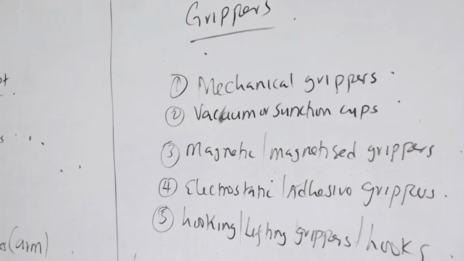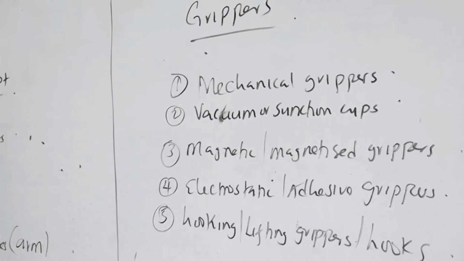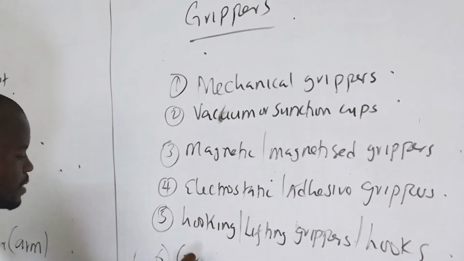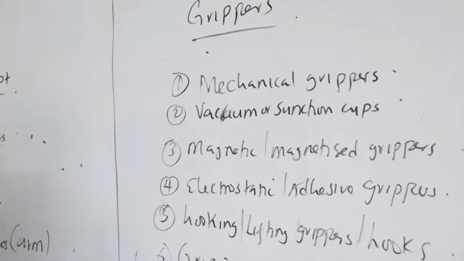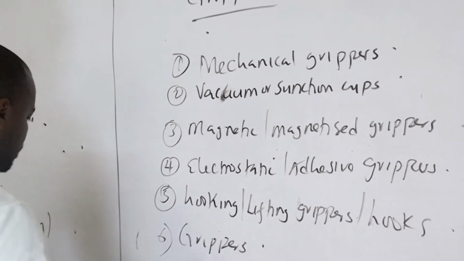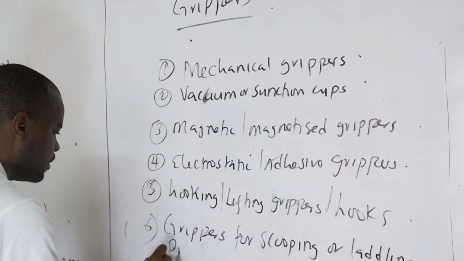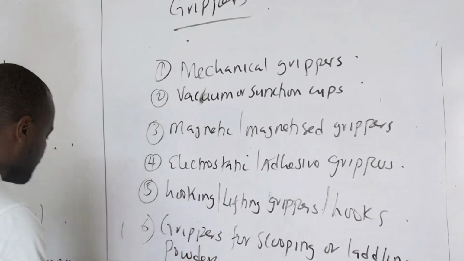The other one, we can talk of the grippers for scooping or ladling powders, molten metals, plastic, or scoops.